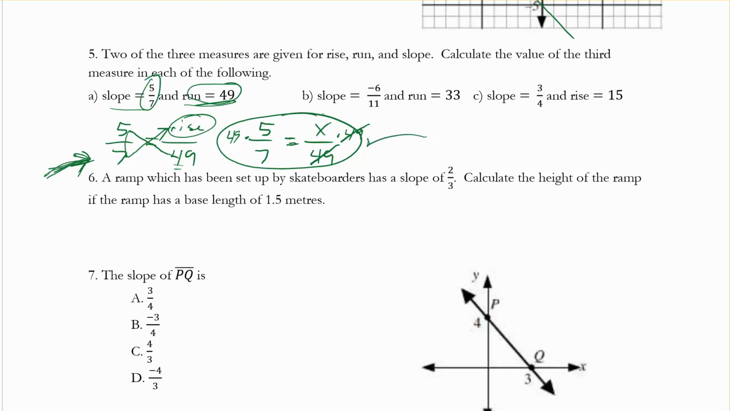This is what's happening. I would like you guys to do it this way. It's more correct, I guess you could say. It gets at the point of why we're doing it. So yeah, go ahead and do B and C. It uses the same thing.